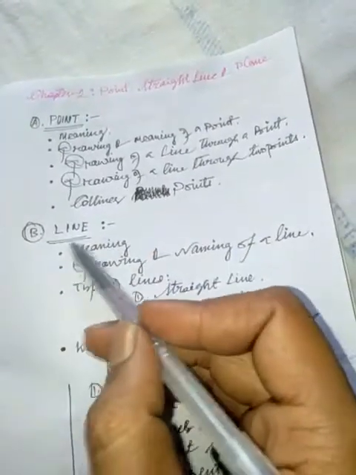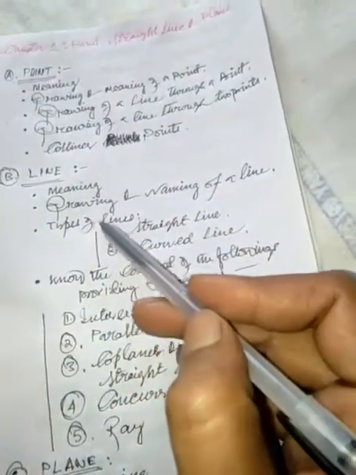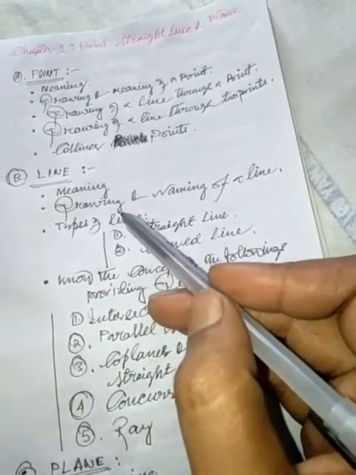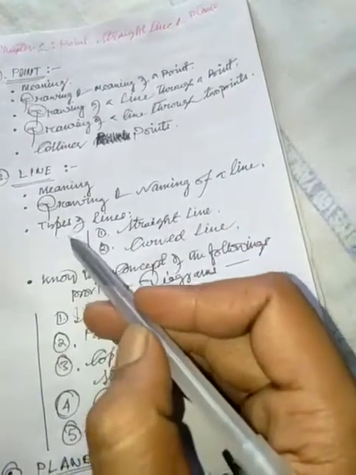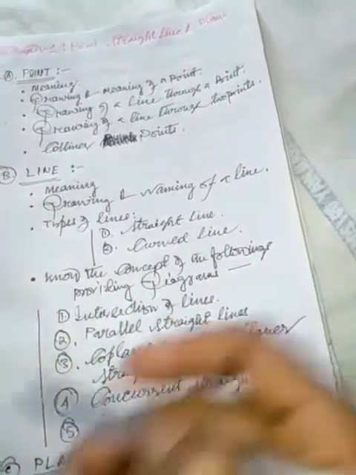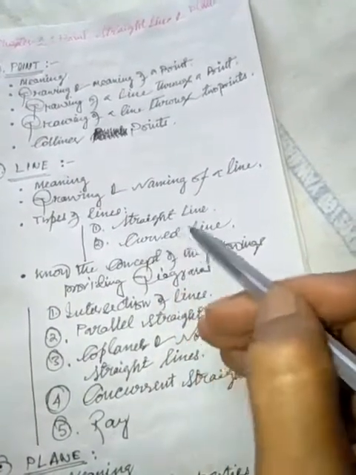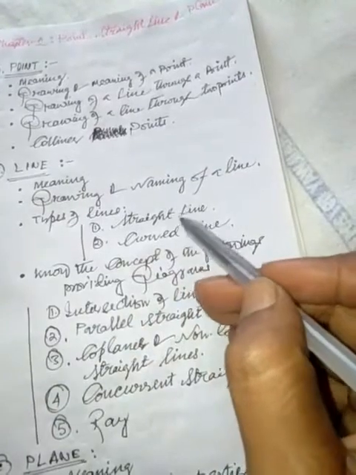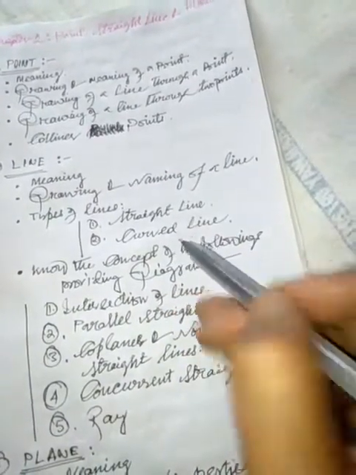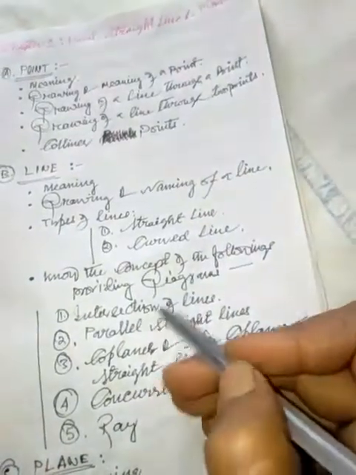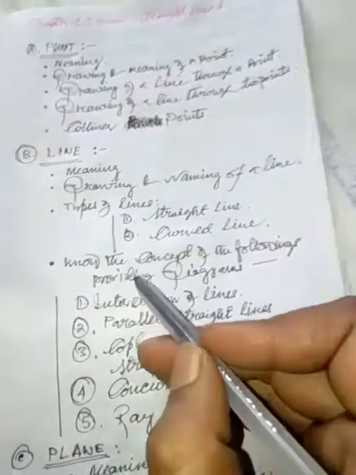In the second part of this chapter is the line. The second topic is line. So what is the meaning of line? Then we will draw and give name of a line. Then what are the types of lines? Basically there are two groups, straight line and the curved line. So here we need to give the definition of straight line along with the diagram, as well as the definition of curved line and another diagram also.